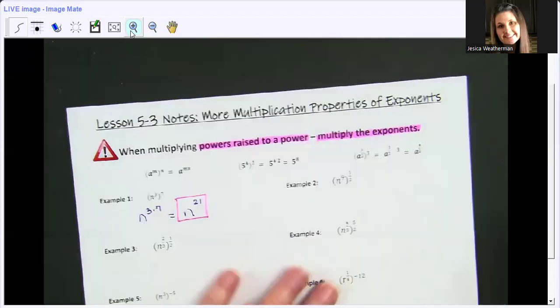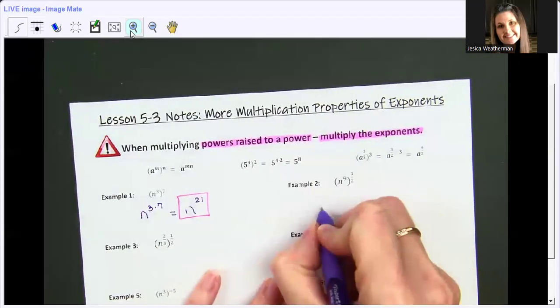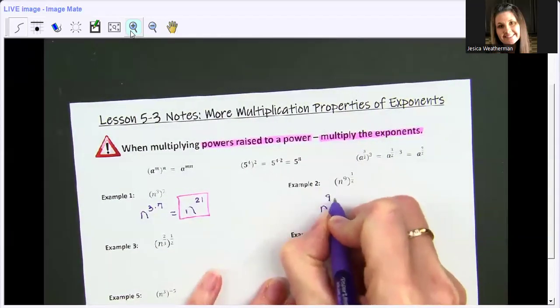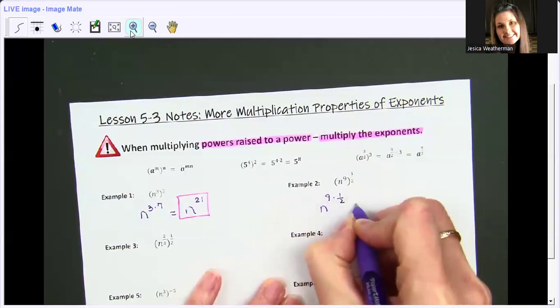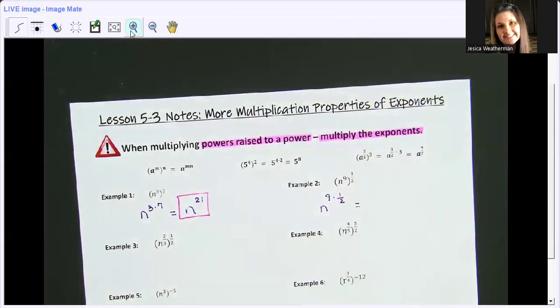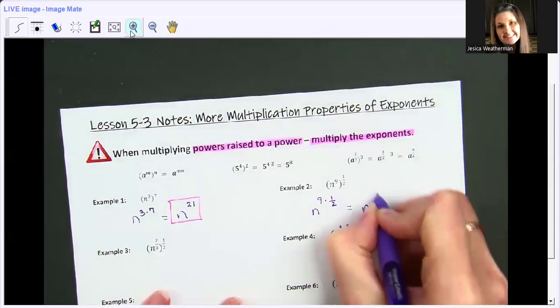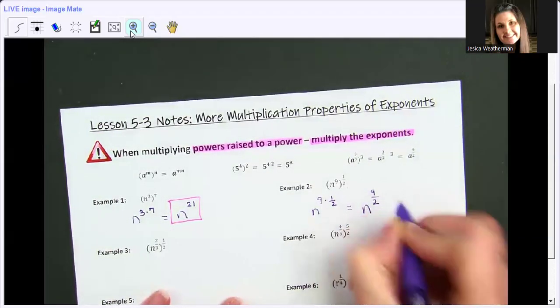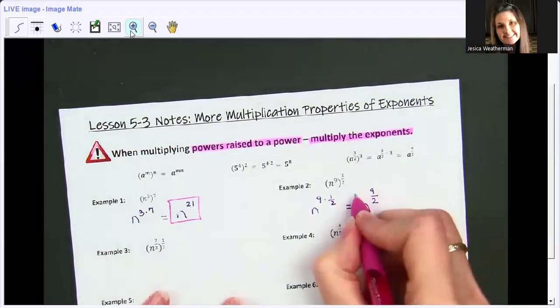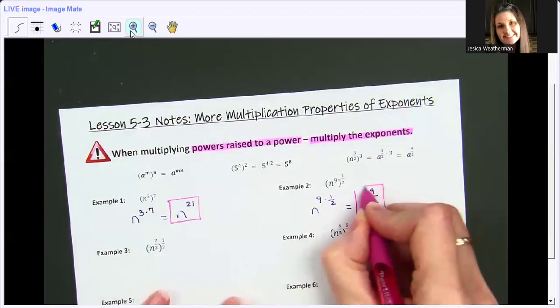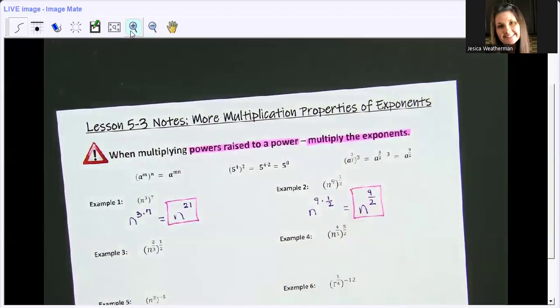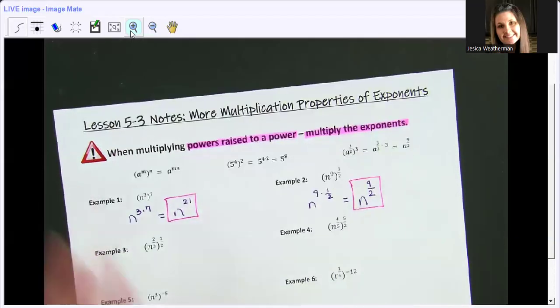All right. Example 2, we have n to the power of 9 times 1/2. Remember, when we have fractional exponents, leave them as either proper or improper fractions. Do not change them to mixed numbers and do not change them to decimals. So this is just n to the power of 9/2. So that's all we're doing here.